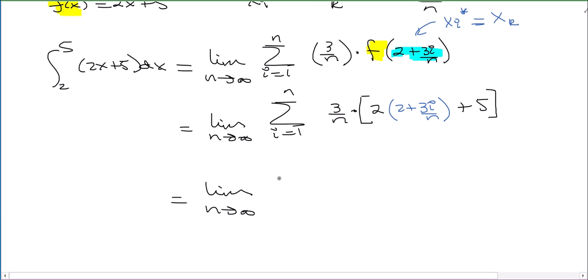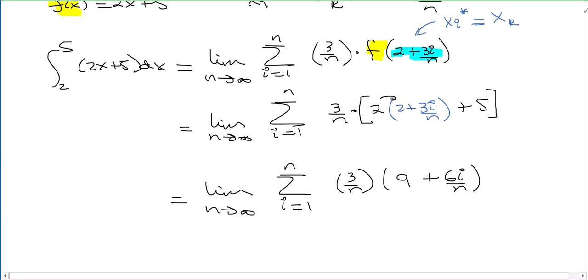So the limit as n goes to infinity of the summation, and multiply this out. So I'm going to leave the 3 over n still on the outside. Oh, I left my counters off. i equals 1 to n. Right, and this is just counting first rectangle, second rectangle, third rectangle, fourth rectangle, and so on. Times, what does this become? So that'll be 4 plus 6i over n, and then plus the 5. So 4 plus 5, that's 9, plus 6i over n. When you distribute the 2, that's 4 plus 6i over n, and then 4 plus 5 is 9.